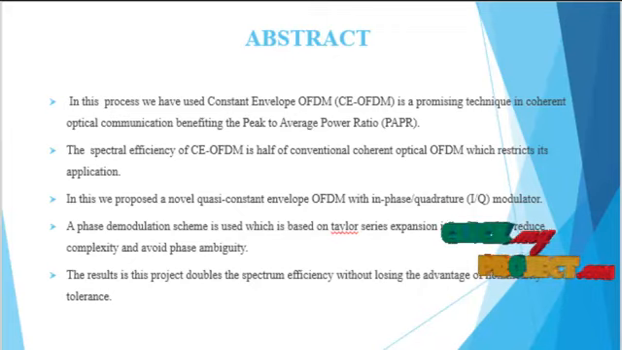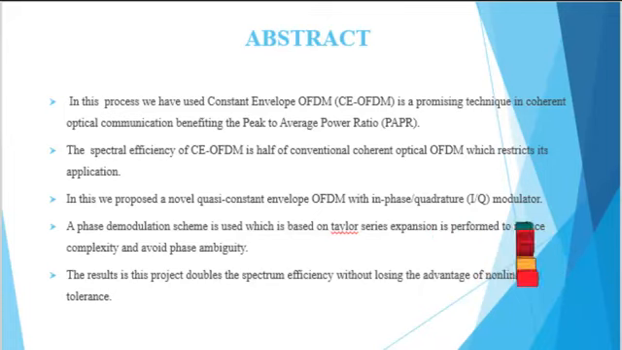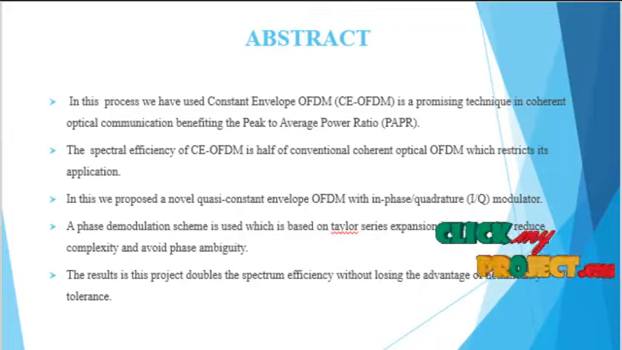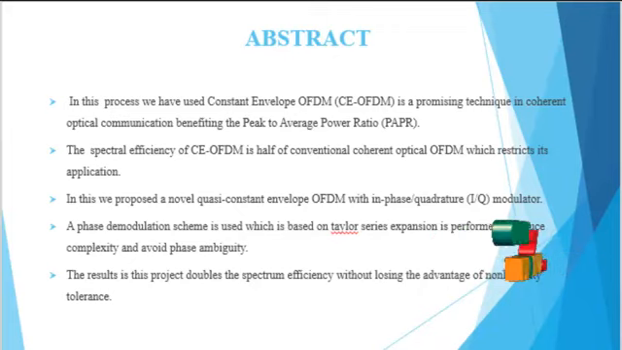In this process, we have used Constant Envelope OFDM, which is a promising technique in coherent optical communication, benefiting the peak to average power ratio. The spectrum efficiency of CE-OFDM is half of a conventional coherent optical OFDM, which restricts its application. In this, we have proposed a novel quasi-constant envelope OFDM with an in-phase and quadrature modulator. A phase demodulation scheme based on Taylor series expansion is performed to reduce complexity and avoid phase ambiguity. The result of this project doubles the spectrum efficiency by using quasi-CE-OFDM without losing the advantage of nonlinearity tolerance.